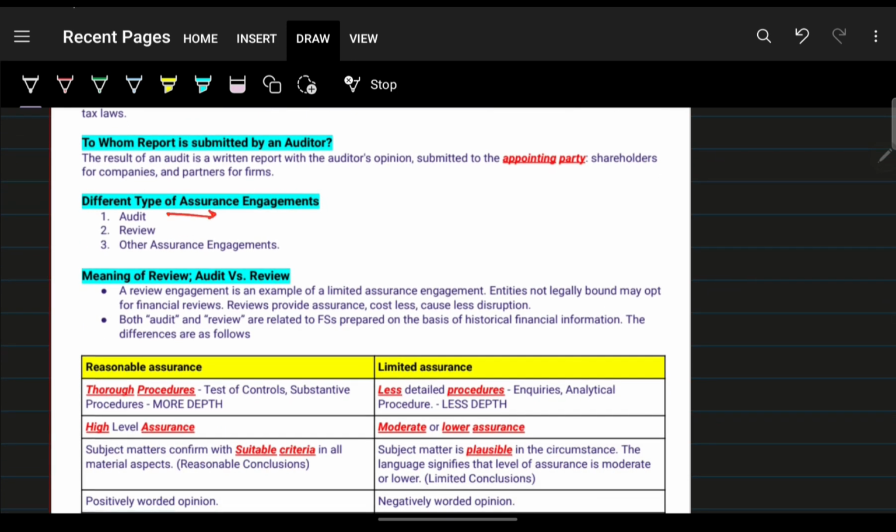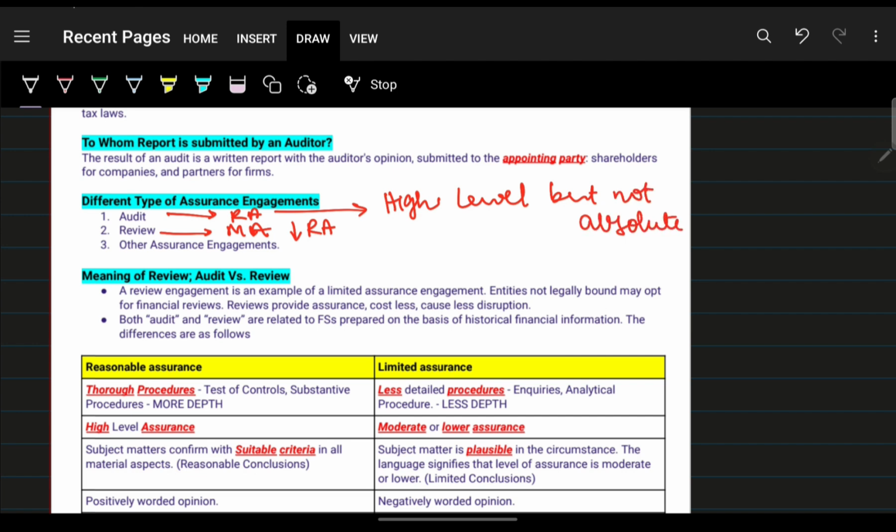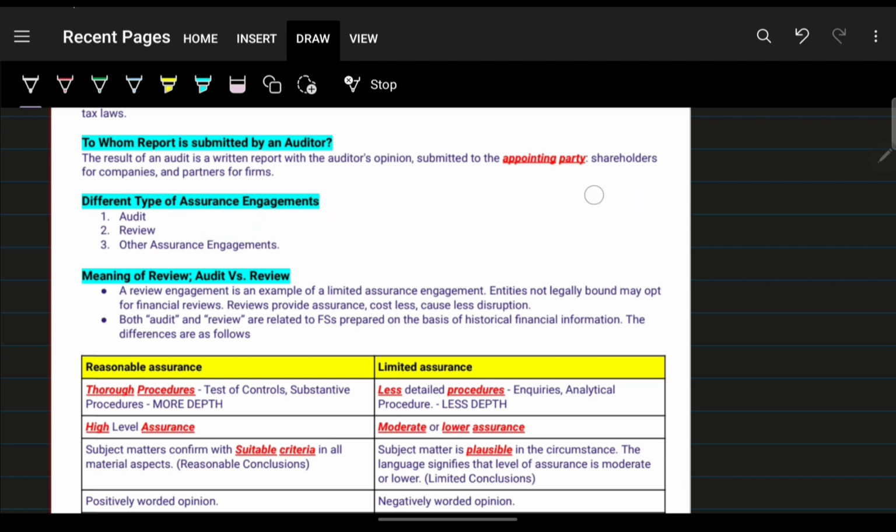Here, audit gives you a reasonable assurance, review gives a moderate assurance. Moderate assurance is lower than reasonable assurance. It is not high, right? Reasonable assurance, how do you define it? It is a high level of assurance, but not absolute, right? Here, review gives you a moderate level of assurance, right?